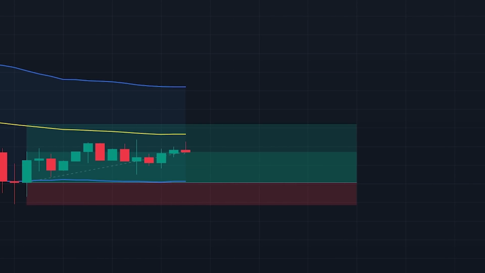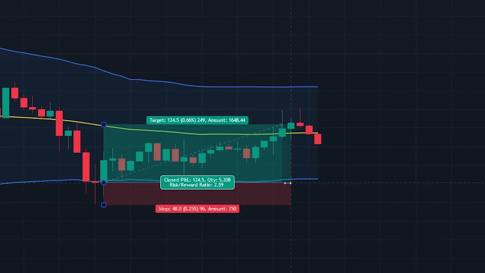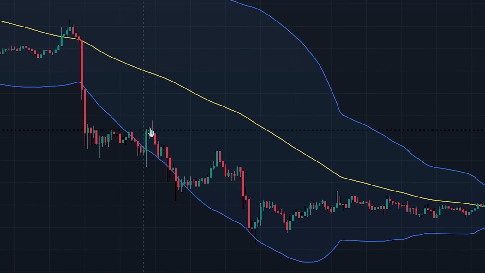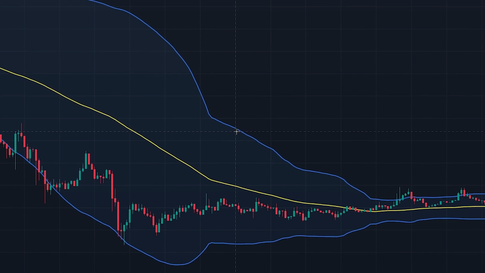Now let's see how the trade plays out. As you can see, both trades are very profitable. However, even when using the Bollinger Bands, there are still many false entries that are being given. To avoid these false signals, we will add the second and last indicator to the chart.